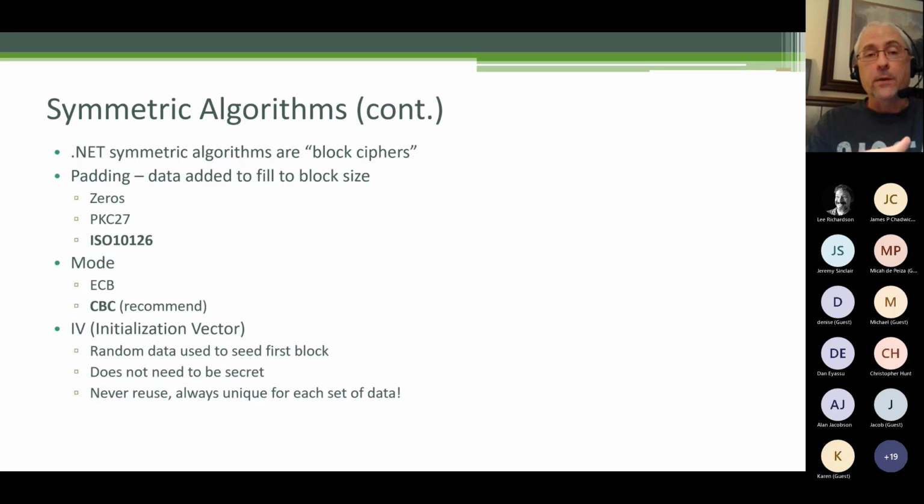.NET's symmetric algorithms are called block ciphers. It takes your message, however long it is, and it has a block size. It takes the first, let's say, 16 bytes, pulls that out of your message, encrypts it, ends up with some ciphertext, and puts it aside.